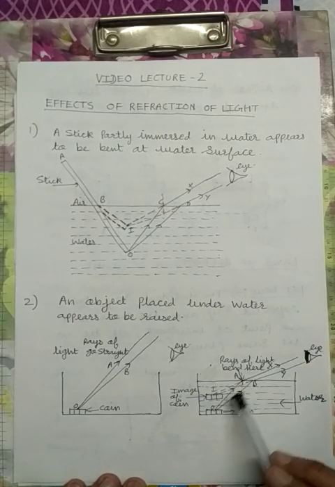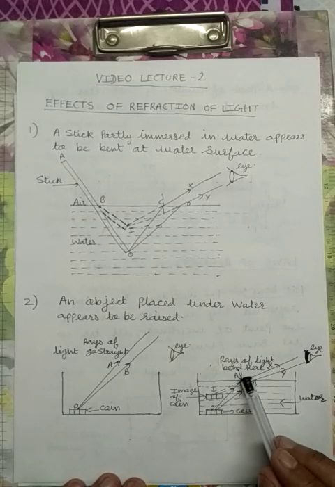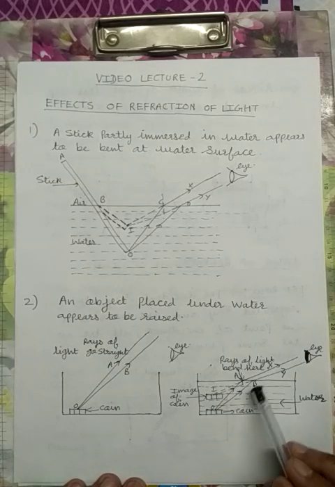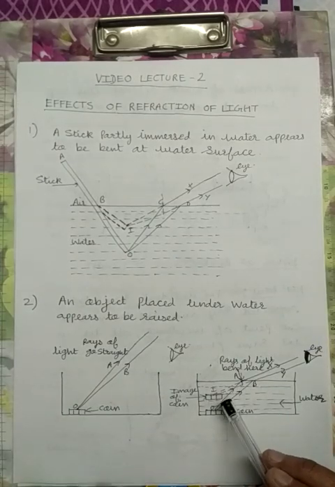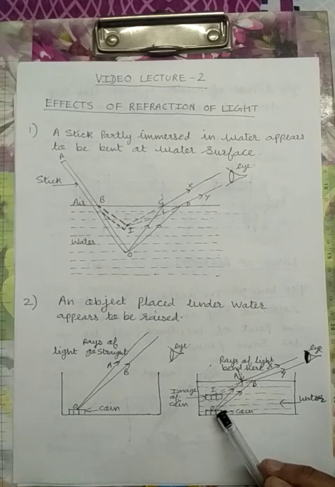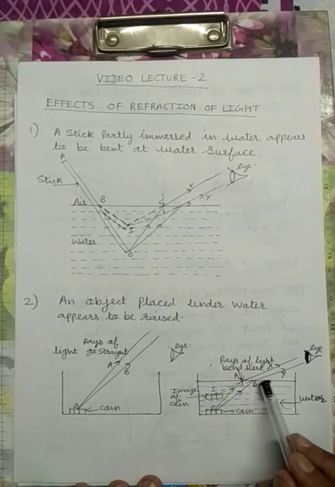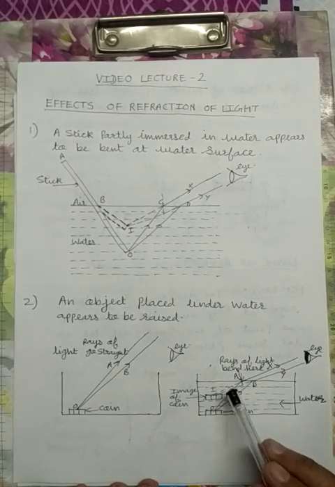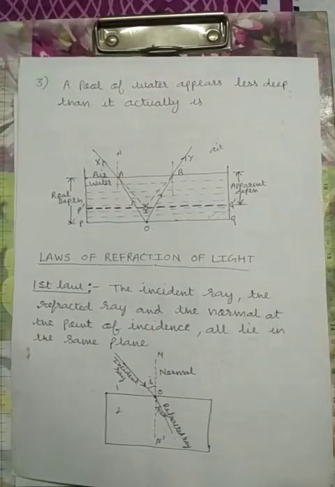Now light ray OA passes from water into air, so it gets refracted in direction AX. Similarly, another light ray OB passes from water into air, so it gets refracted in direction BY. If AX and BY are produced backwards, they appear to meet at point I. So I is the virtual image of O. Now I is closer to the surface of water in comparison to O. That is why an object placed under water appears to be raised.